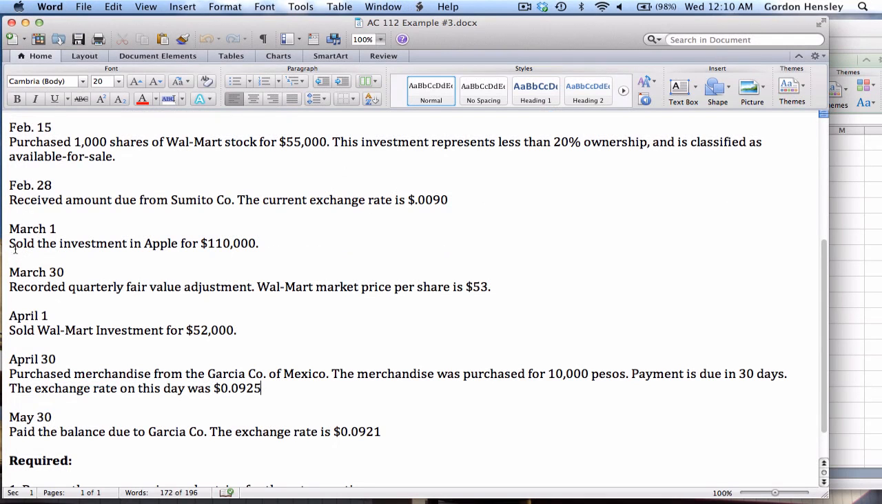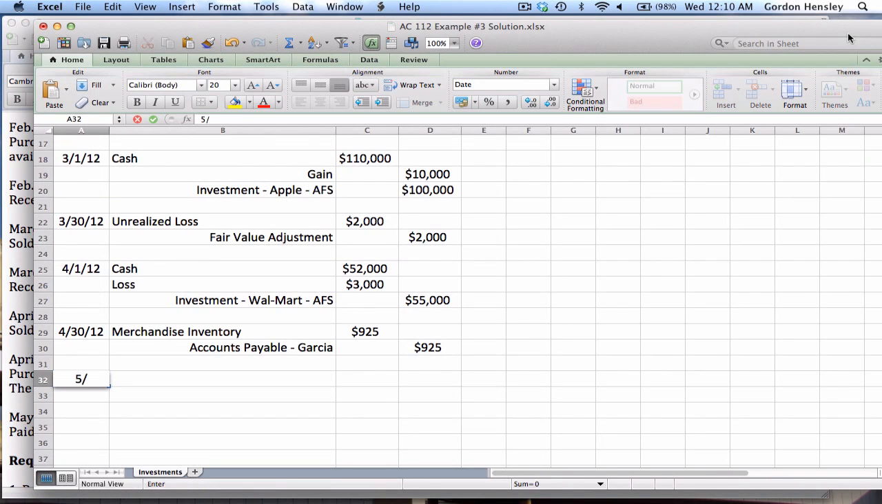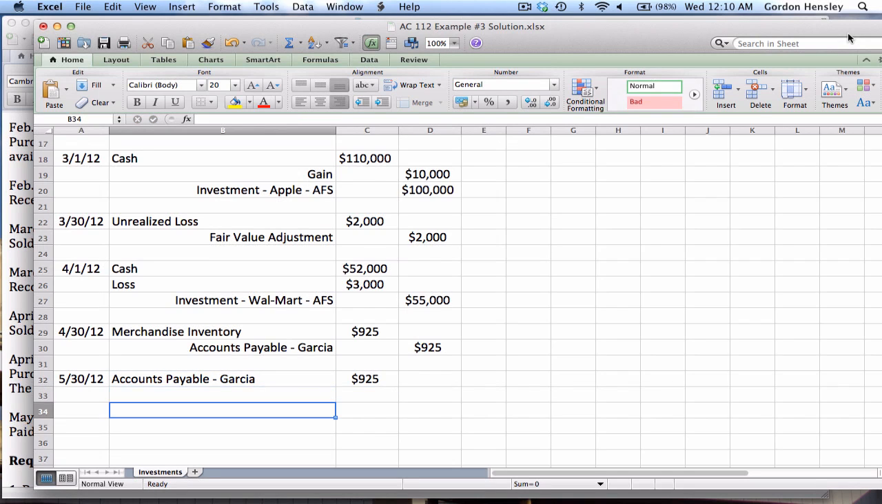And then the final transaction is on May the 30th. We're finally going to pay the balance due to Garcia Company, and at that date the exchange rate is 0.0921. So this is on May 30th. We're going to pay this, so that means I can actually get rid of the liability. So I'll remove that liability. I'd booked it at what amount? $925. I'm going to skip a space and come down here and credit cash.